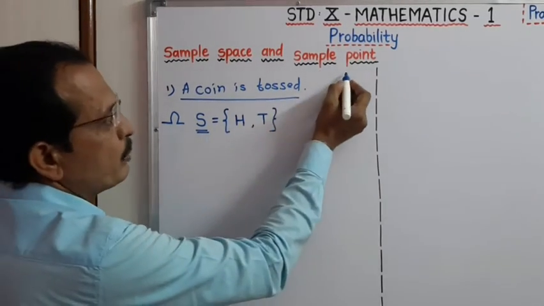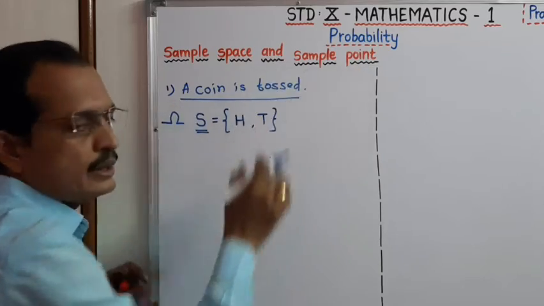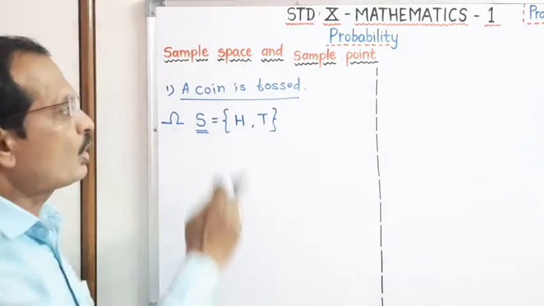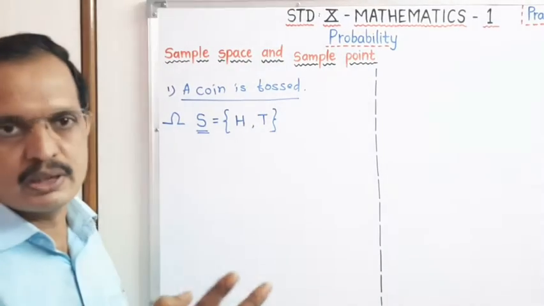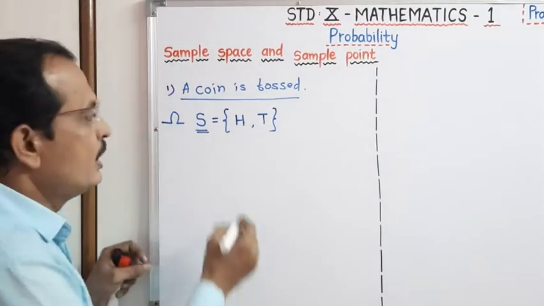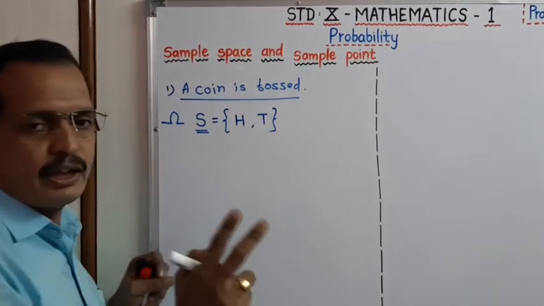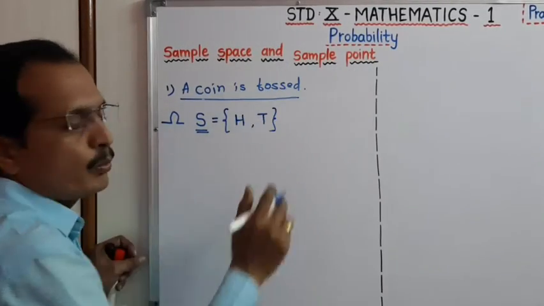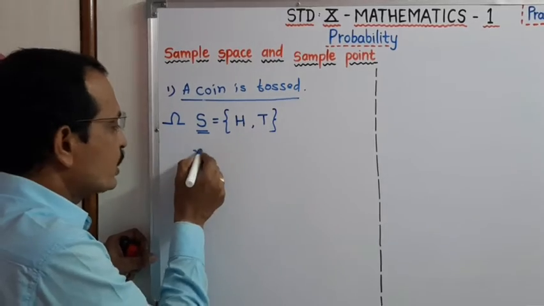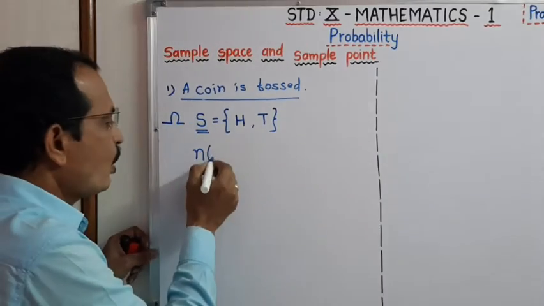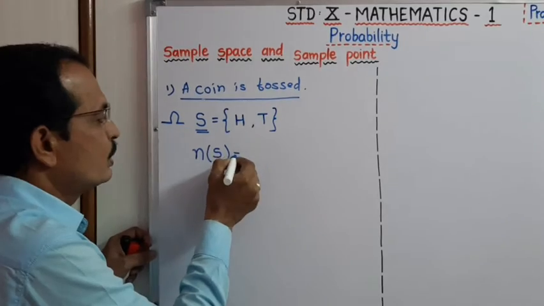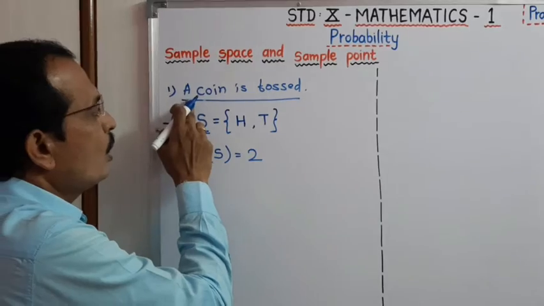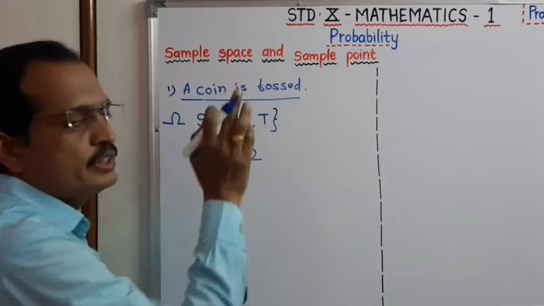Now what is the sample point? For this experiment we have to write the sample point. Sample point means how many possibilities are there. For a coin tossed, there are two possibilities, one is head and another is tail. Therefore, for this random experiment the sample point is 2. For that purpose we write n(S) = 2, the number of sample points is equal to 2. This is called the sample point for the random experiment a coin is tossed.